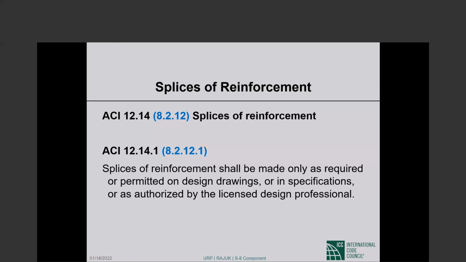Okay. Then we got into the development of web reinforcement, which is typically there for shear. Okay. Now, for the first time, we are coming to the big topic of splices of reinforcement. Just so that we know exactly where we are. Splices of reinforcement. Splices of reinforcement shall be made only as required or as permitted on design drawings or in specifications or as authorized by the licensed design professional. You cannot just do it. Okay. So splices of reinforcement shall be made only as required or permitted on design drawings or in specifications or as authorized by the licensed design professional.